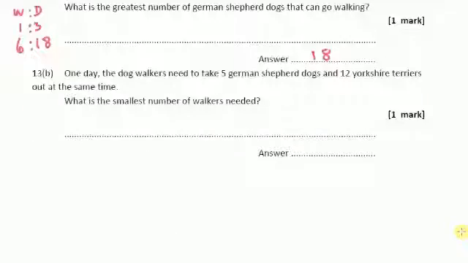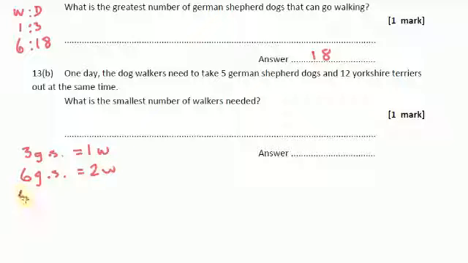One day the dog walkers need to take 5 German Shepherd dogs and 12 Yorkshire Terriers out at the same time. What is the smallest number of walkers needed? So we know that 3 German Shepherd dogs need 1 walker. So double that, 6 German Shepherd dogs would need 2 walkers. So if I have 5 German Shepherd dogs, I can't manage with 1 walker, I've got to have 2 walkers, even though they're not completely busy.